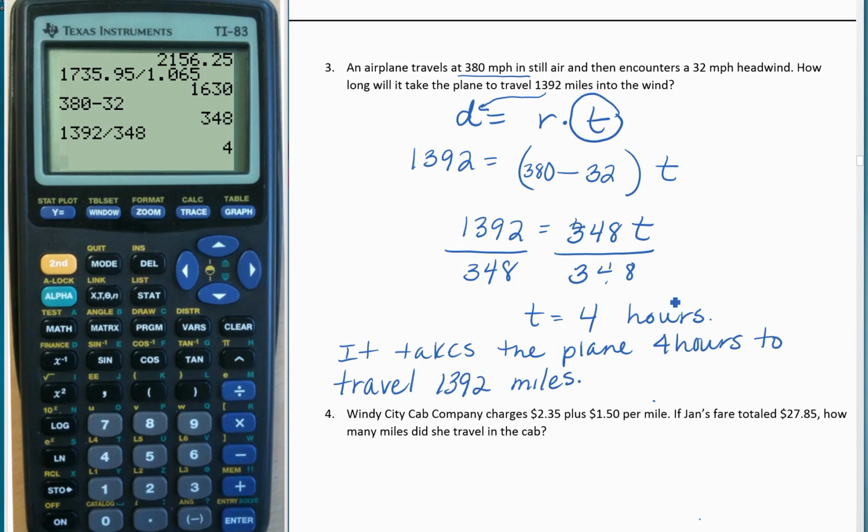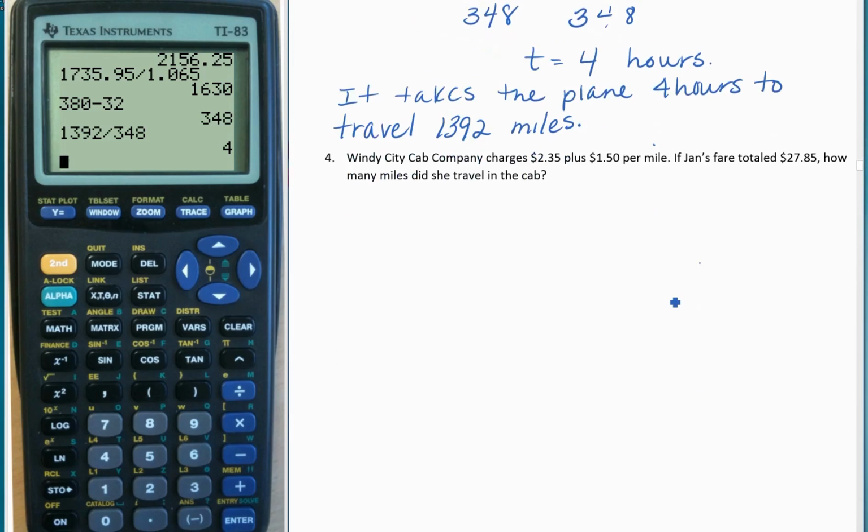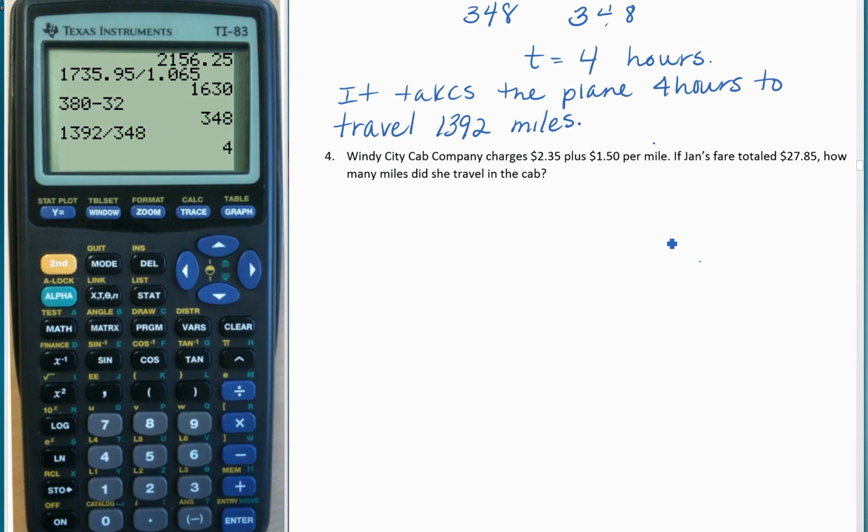Okay, we've got one more application here. It says Windy City Cab Company charges $2.35 plus $1.50 per mile. If Jan's fare totaled $27.85, how many miles did she travel in the cab? Okay, so how many miles she went, that's going to be our variable, our x. Okay, so let's look here. The cab company charges $2.35 plus $1.50 per mile. So $2.35 plus $1.50 for every mile.